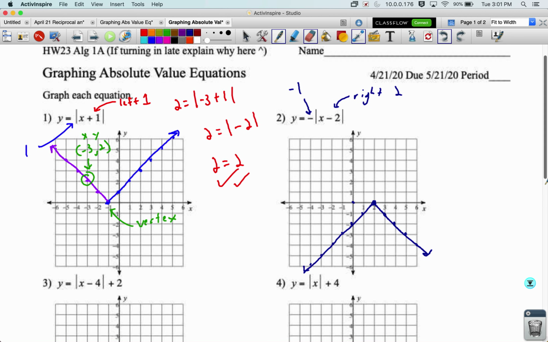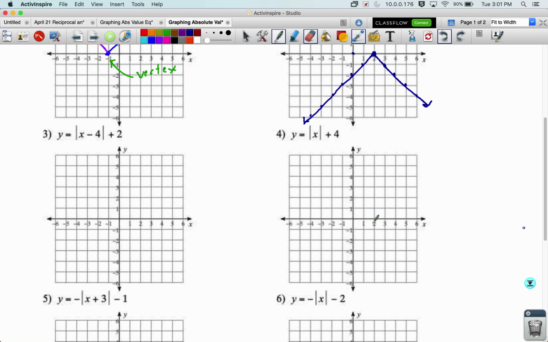All right, let's look at number 3, because that does have a vertical shift. We see this +2 at the end. This -4, that's going to be a right 4. And then this +2 is going to move us up 2. So right 4, up 2. So this is where the vertex was, but it's moved right 4, up 2. Here's where it is now. The slope going to the right is 1. I like to see those points bolded in, so I should do it. And then the slope over here is reflected.